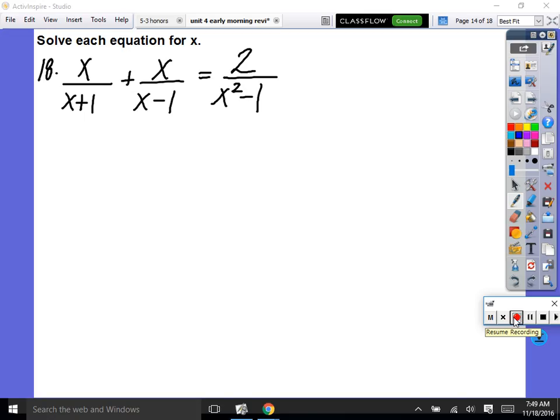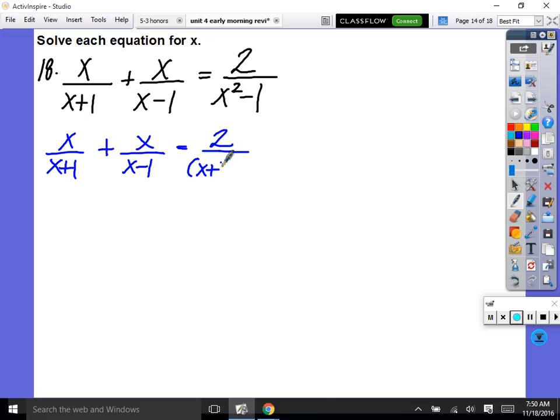We get a common denominator. Well, to know what our common denominator is, we have to have our denominators factored. This is an equal sign, so we'll be actually solving for x. So I have x over x plus 1. That didn't factor. We have plus x over x minus 1 equals 2 over, what does that factor to be? Okay, so our least common denominator is x plus 1, x minus 1. Correct? Any questions?